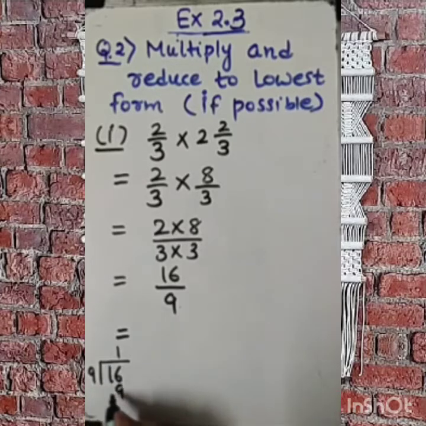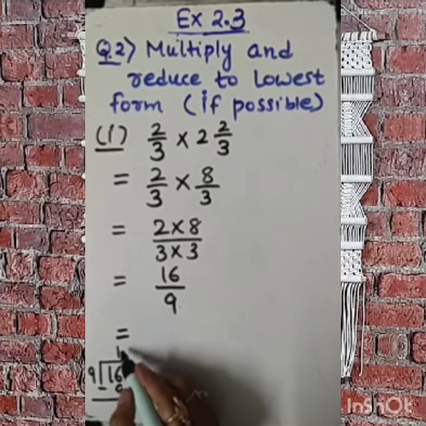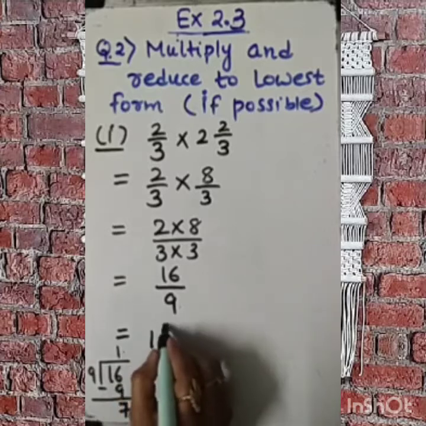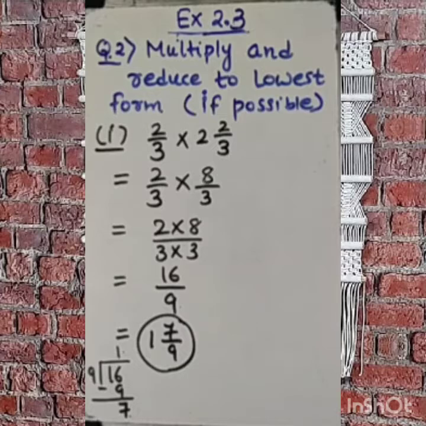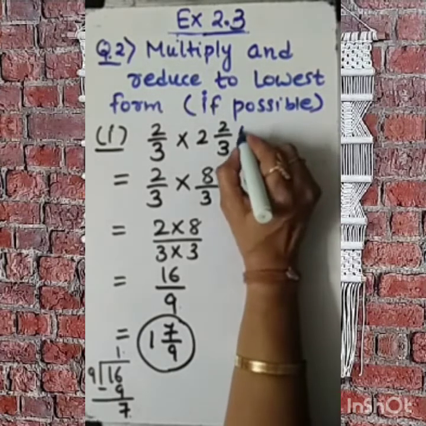9 1 9. So it is coming 7. So the answer is 17 by 9. You are absolutely correct. Your answer, 17 by 9, is the correct solution. Right? Same procedure here I am doing for the second.